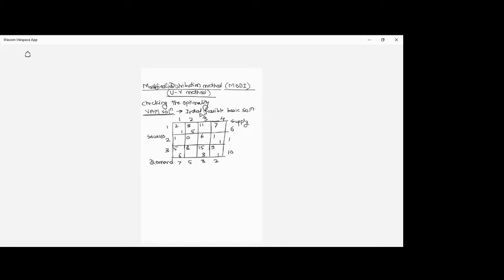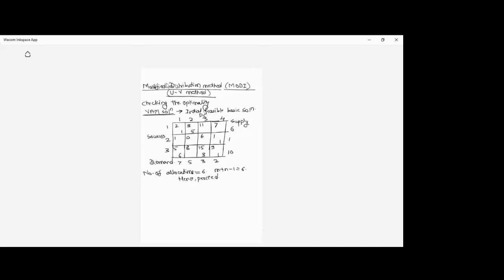initial basic feasible solution. From this initial feasible basic solution, we are going to move towards the optimal solution. Now, when we check the optimality, we have to see whether this solution is degenerate or not. So how do we check degeneracy? The number of allocations is 1, 2, 3, 4, 5, 6, and m plus n minus 1 is also 6. So these are matching, hence we are going to proceed, right?